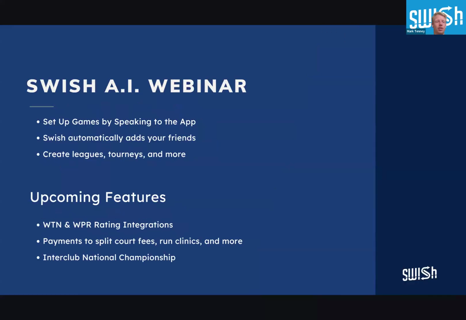Here we go. So the overview of AI is setting up games by speaking to the app. Our club event is starting right now. 13 people, you hear their names, you speak it into Swish and it'll create it in 10 seconds. It can add live profiles as you do that, so players don't even need to scan the QR code and join the game or claim their spot. And this works for any type of event: leagues, tourneys, everything.